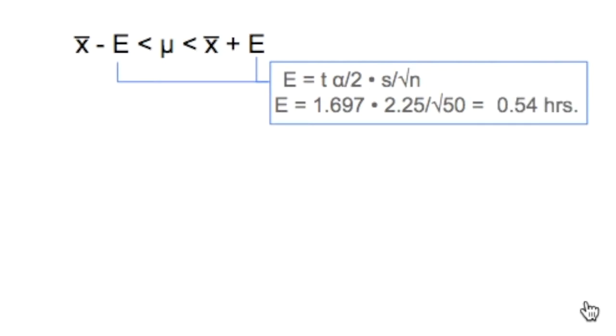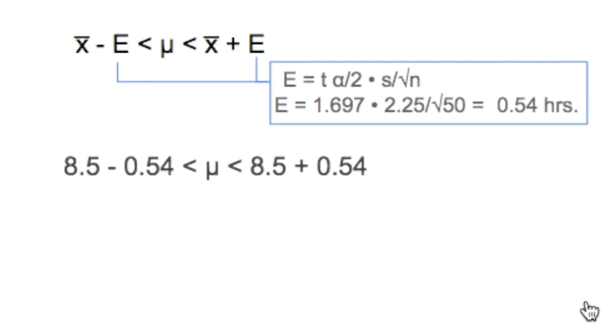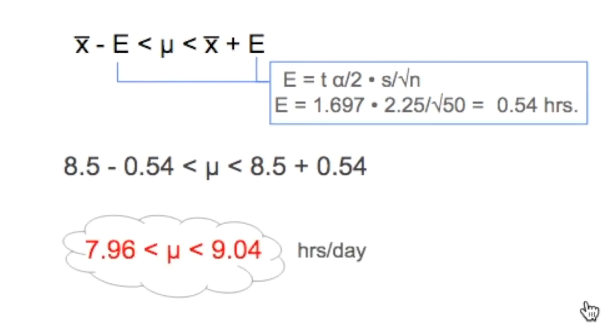Finally, we have the necessary values to actually complete the construction of the confidence interval. We now have that the equation is x bar, or mean, minus margin of error, less than mu, which is less than x bar plus E. So now we just have to plug in or substitute the numbers, solve, and there you go.